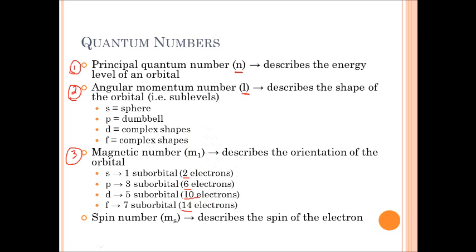And then our final and 4th quantum number is the spin number. And this describes the spin of the electron. This is the final one that will distinguish between the 2 electrons that are in each suborbital.